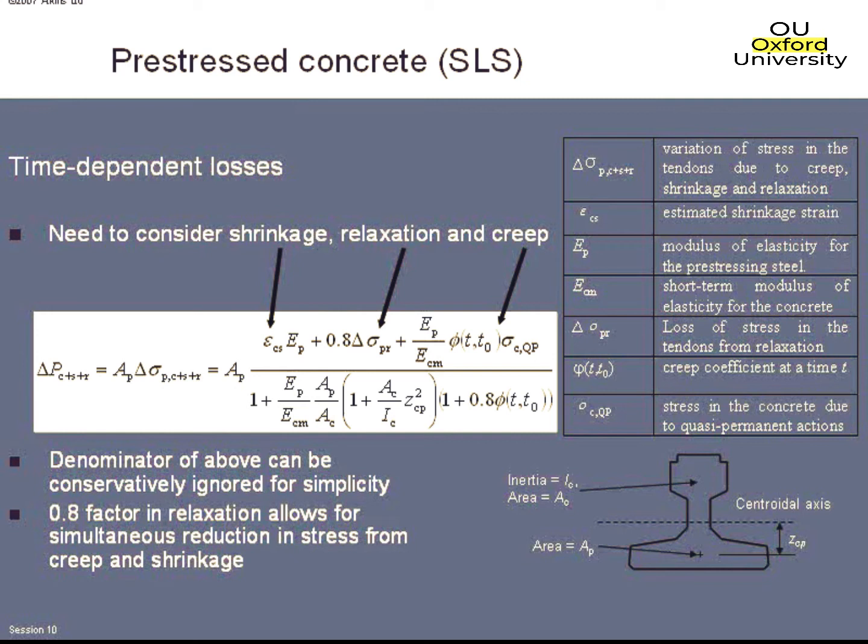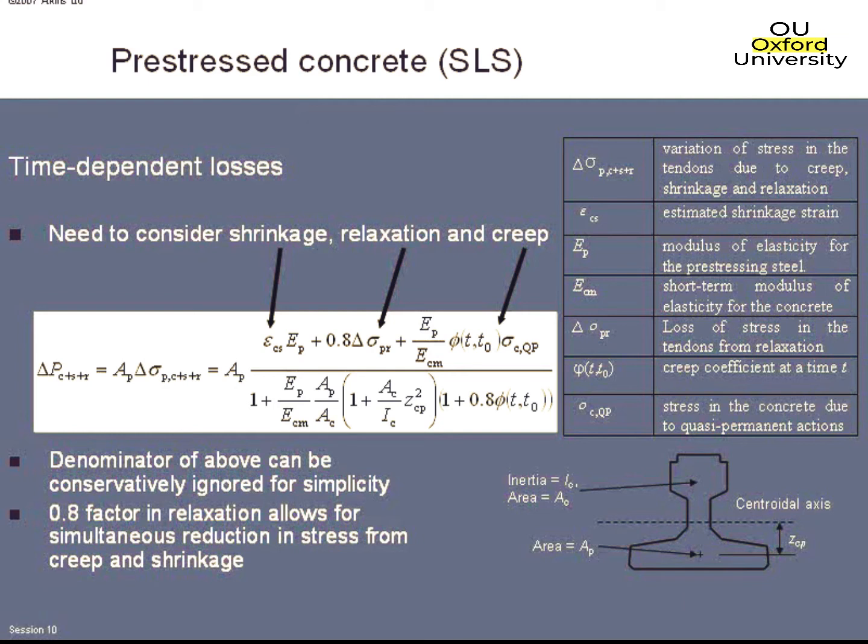So once we've got all those losses together, there's a formula given to you in the code which tells you what the total loss of force is due to creep, shrinkage, and relaxation. And it's made up of three terms. You've got the shrinkage term, ECS times EP at the top. That's easy to calculate the shrinkage. We've got the loss due to creep. We've calculated our creep factor. We know what the stress is, and we've got the modular ratio. And then the middle term is the loss from relaxation. And that's the figure that I said would be about 4% for a class 2 strand. But you'll see it's multiplied by 0.8 in that equation.